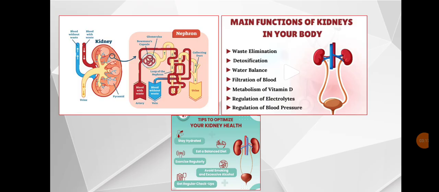The fourth is filtration of the blood. And fifth, metabolism of vitamin D, then regulation of electrolytes, then regulation of blood pressure. So these are the main functions our kidneys are actually doing in our systems. Then how can we keep our kidneys healthy?